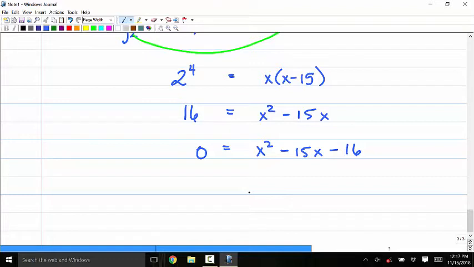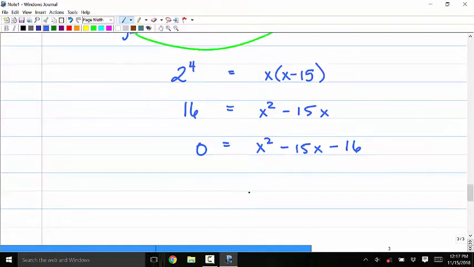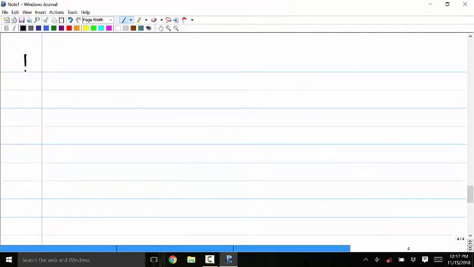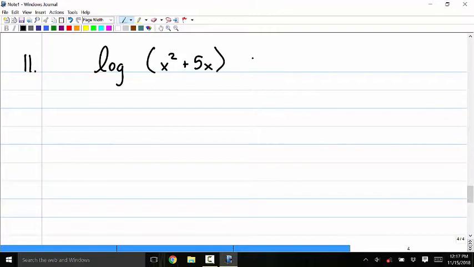What number was that? 10? Number 11. Log of x squared plus 5x is equal to log 6. You've got log equals log. What can you do? Cross them out.